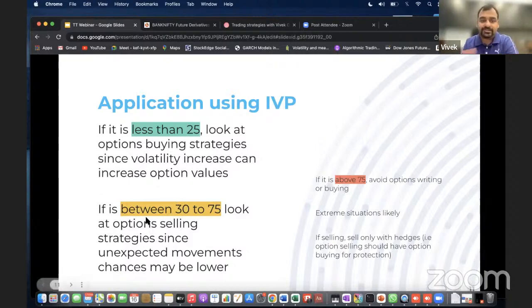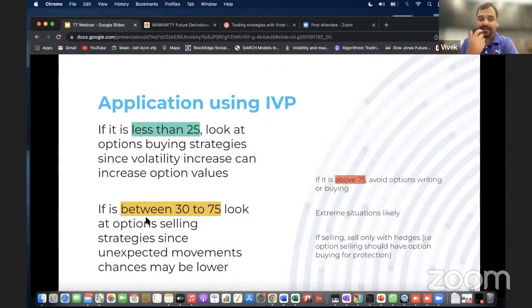So between 30 to 75, let us say when IVP is in a medium range, we can look to do option selling strategies, because if the market mostly behaves around what was expected, or even deviates a little more, the option prices are reasonably priced. So when we are selling those options, we will get reasonable premium and we will not get hit a lot. In other words, we are not selling cheap options. We are selling options when they are reasonably priced or maybe a little overpriced.